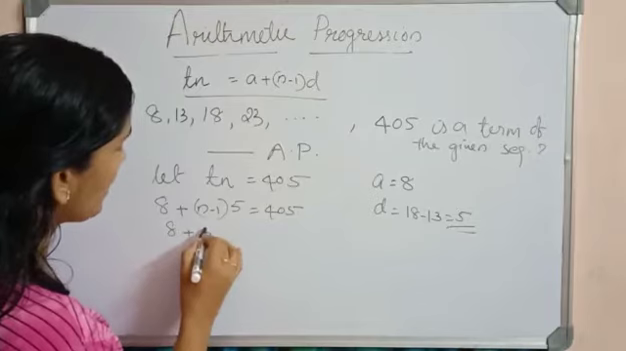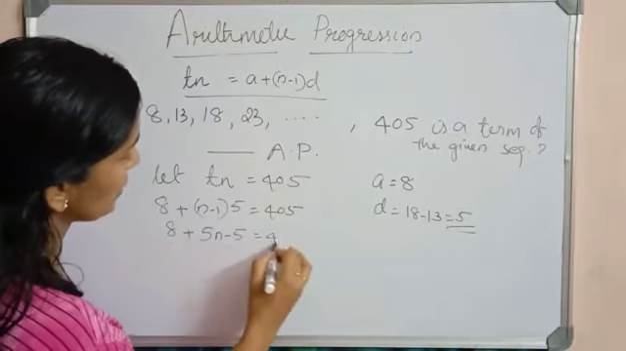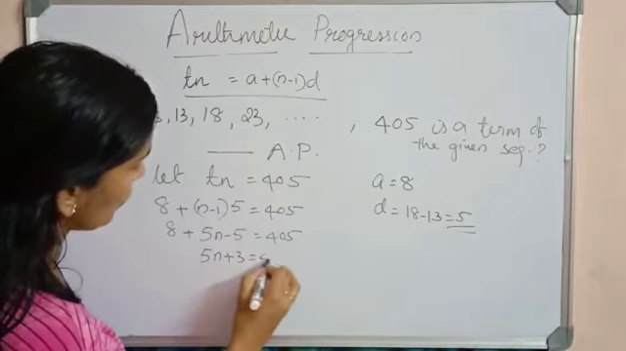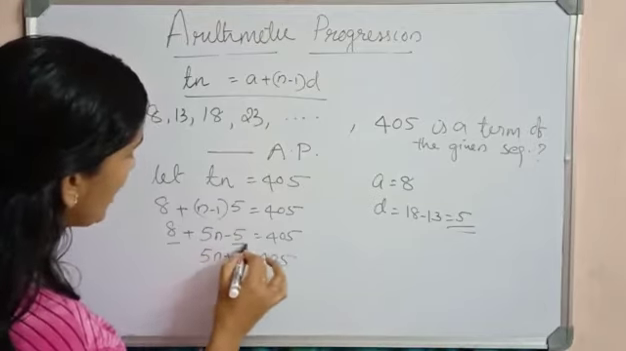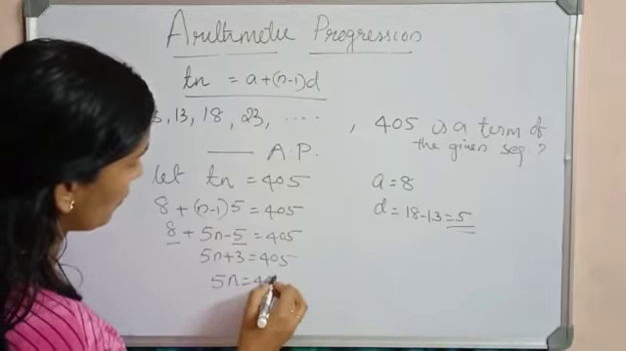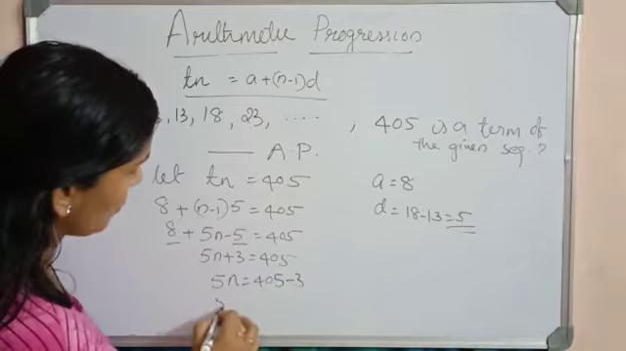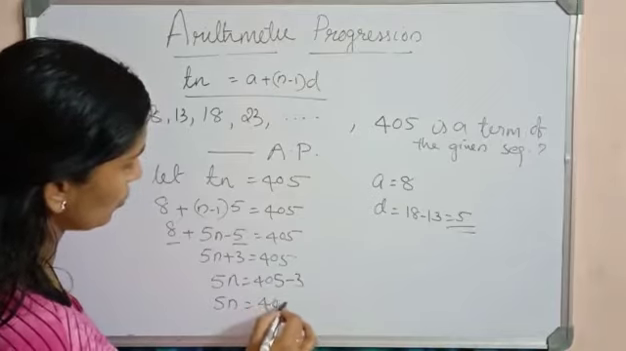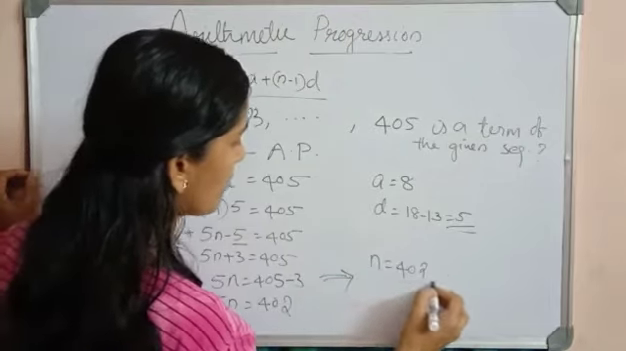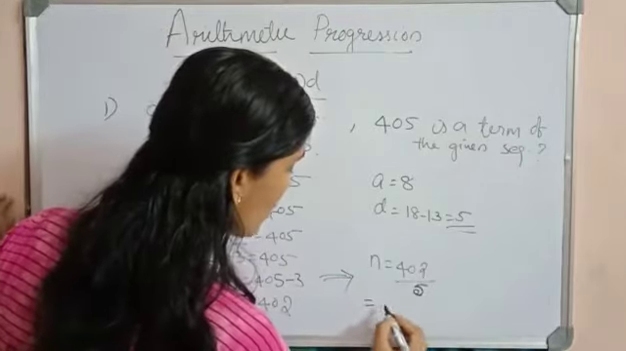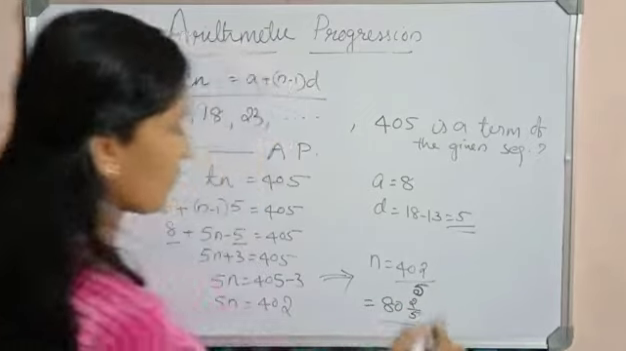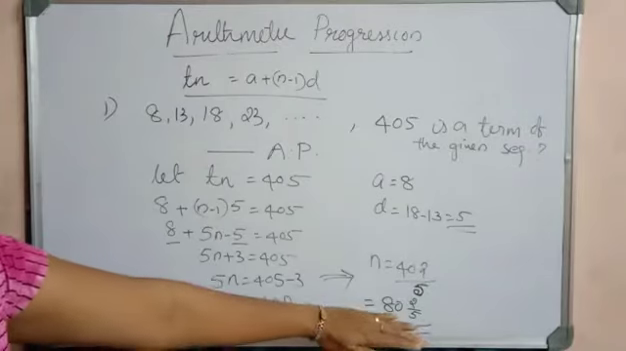8 plus 5n minus 5 is equal to 405. 5n plus 3 is equal to 405. Plus 8 and minus 5 becomes plus 3. 5n is equal to 405 minus 3. 5n is equal to 402. This implies n is equal to 402 divided by 5. Here we are getting n is equal to 402 by 5.